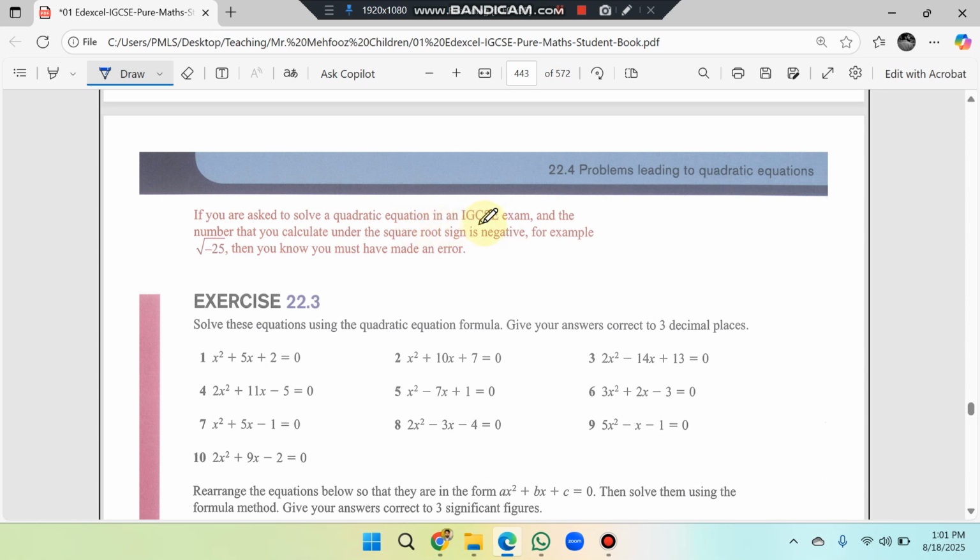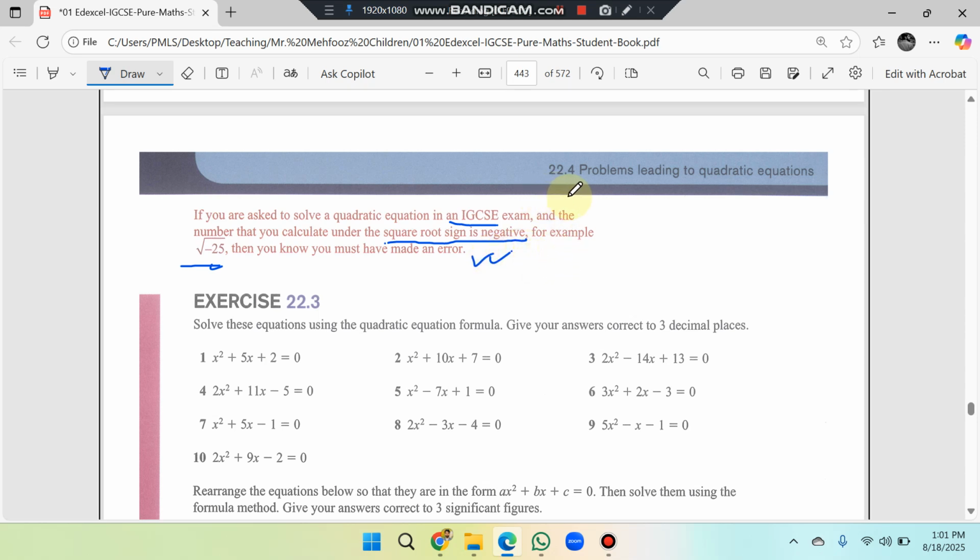If you are asked to solve a quadratic equation in an IGCSE exam, and the number that you calculate under the square root sign is negative, for example the square root of −25, then you know you must have made an error. So this is not your real root.